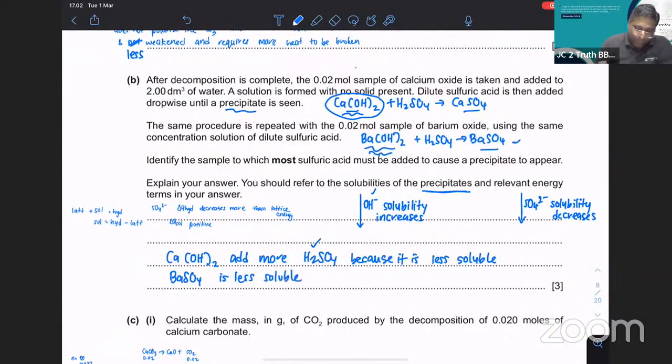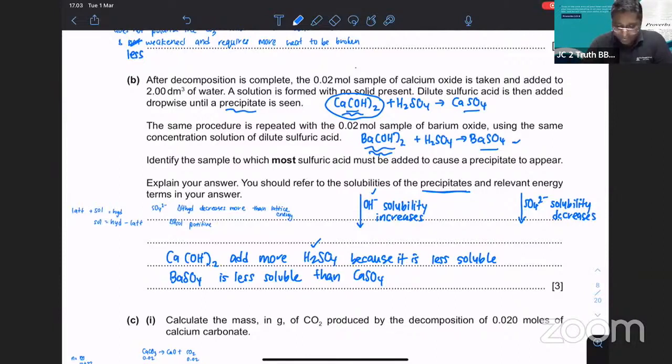If you want to talk about barium sulfate being less soluble than calcium sulfate, you need to refer to your lattice energy, enthalpy of solution, and enthalpy of hydration. This one we have learned last time. If you are talking about sulfates, you refer to what I taught you last time about the group 2 sulfates and group 2 hydroxide.